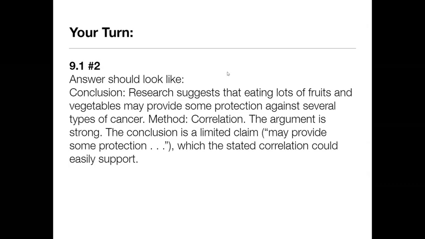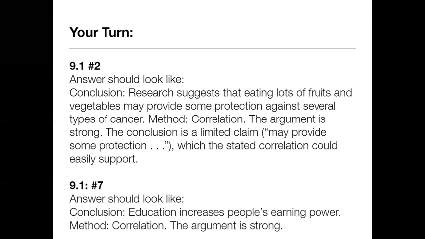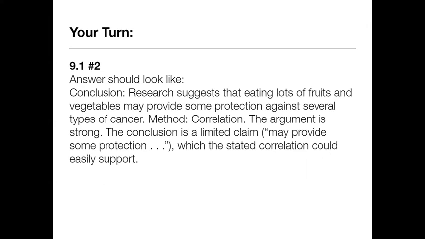As you eat more fruits and vegetables, the propensity or likelihood of developing certain kinds of cancer decreases. So that would be what we would call an inverse correlation. This seems like a strong argument. So that's how we would use Mill's methods to evaluate that. If we look at number 7, this one says, educators have frequently noted the connection between education level and salary, which is a good example. The higher a person's education level is, the higher his or her annual salary is likely to be.